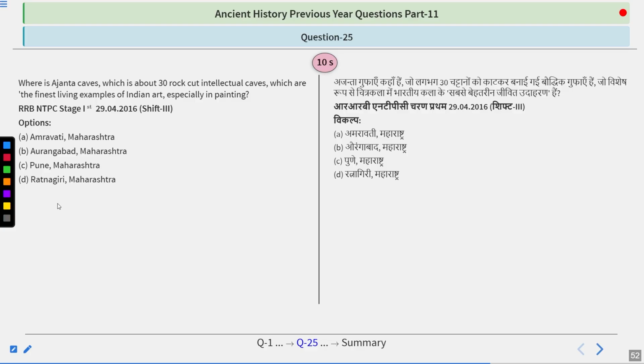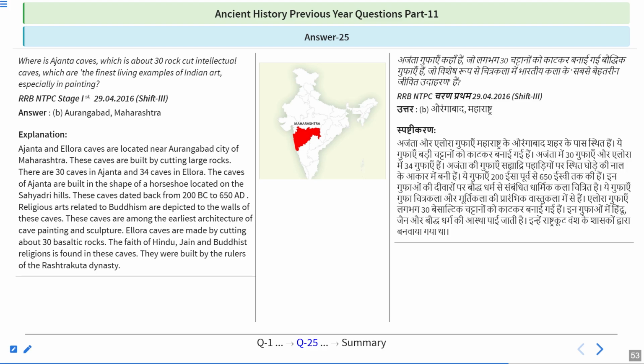There are Ajanta caves, which are about 30 rock cut caves, which are the finest living examples of Indian art, especially in painting. Amravati, Maharashtra; Aurangabad, Maharashtra; Pune, Maharashtra; Ratnagiri, Maharashtra. Try to answer. Answer is Aurangabad, Maharashtra. Ajanta Ellora caves are located near Aurangabad city of Maharashtra.